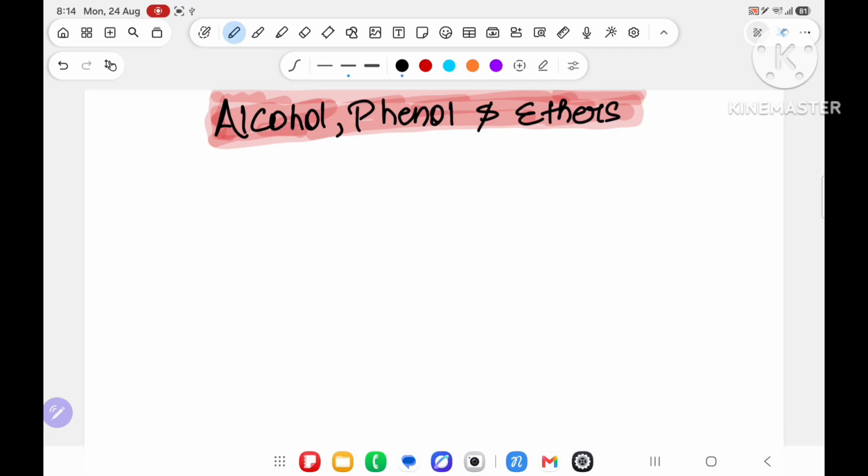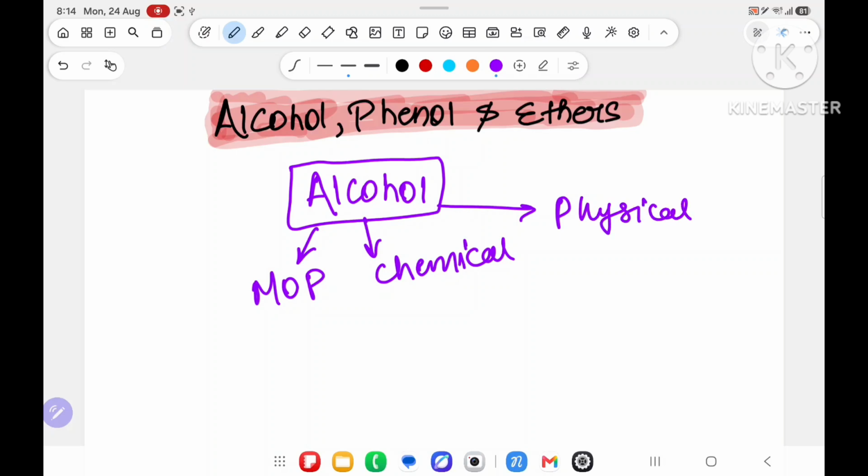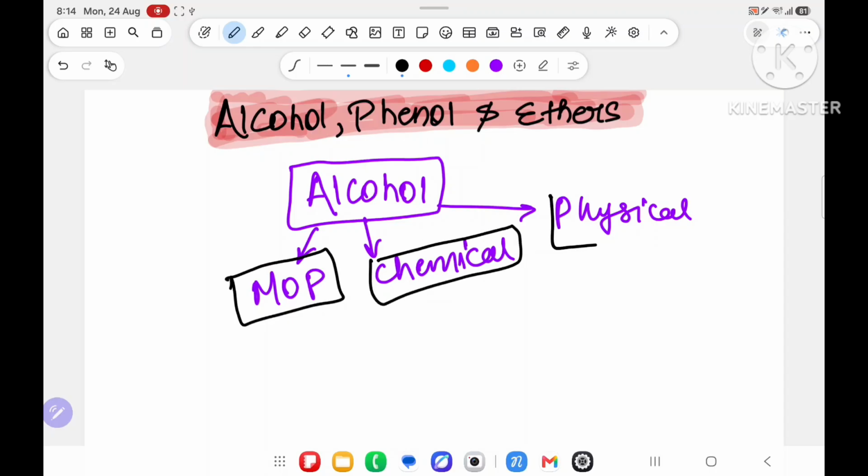Good, sir. Good. Now, in today's class, I am going to start alcohol, phenol, ether, and in this topic, I will complete total about alcohol, like their method of preparation, their chemical properties, their physical properties, each and everything about the alcohol I will cover in this class. So this is the topic of total one sort of alcohol.